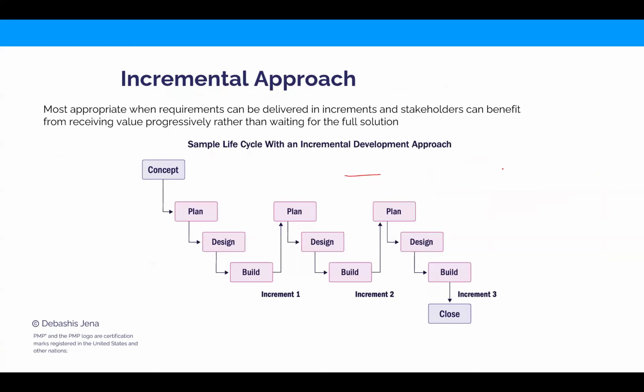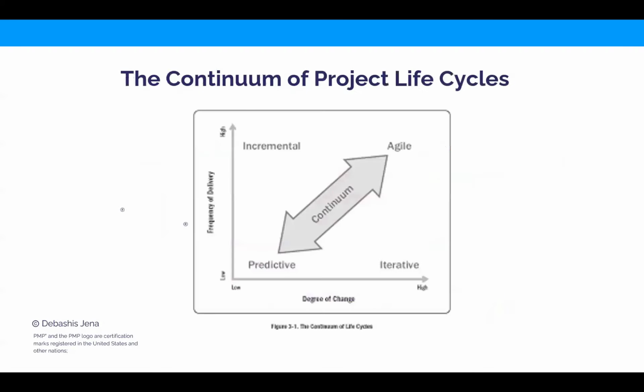You already know in incremental, you break down the development into a number of iterations, right? So for iteration one, you do plan, design, build. Once you did it for increment one, repeat for increment two, again plan, design, build. For iteration three, you repeat it. So you repeat these activities for each iteration, unlike predictive, where you're doing it once for the entire project.